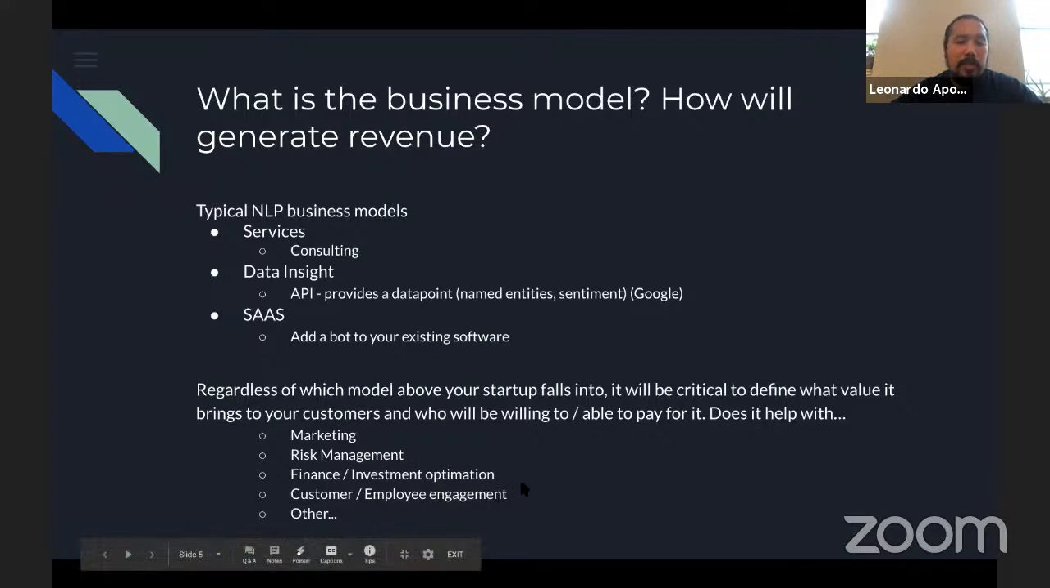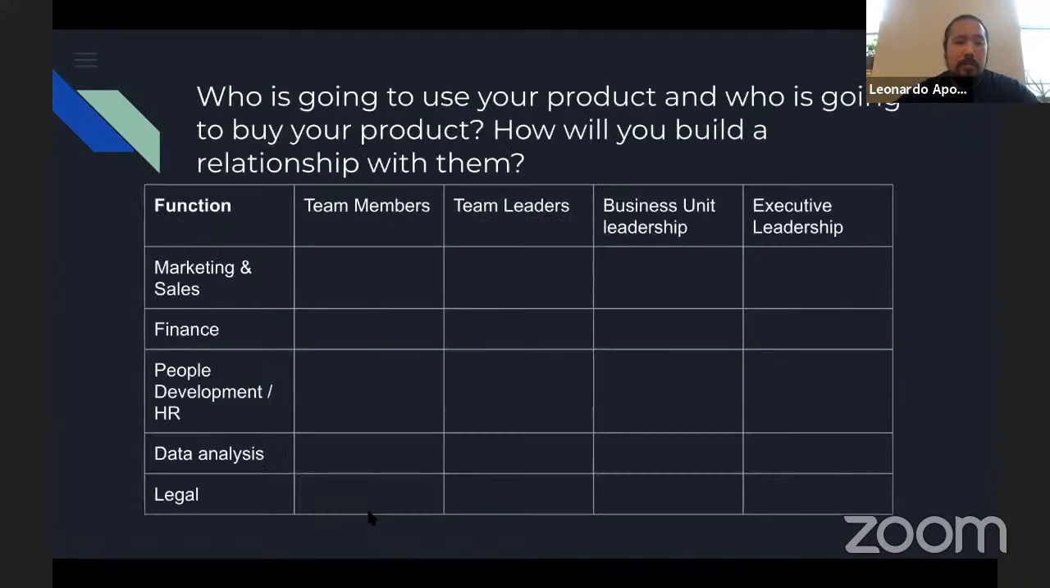Customer and employee engagement: the use case that comes to mind is again chatbots, or you can also have sentiment extraction, right? If you want to measure employee or customer engagement. And of course there are many others across all the business lines.